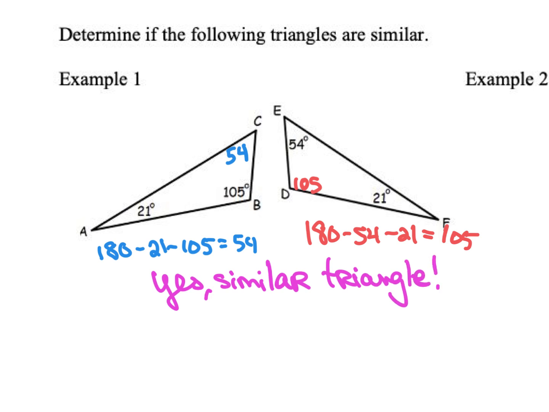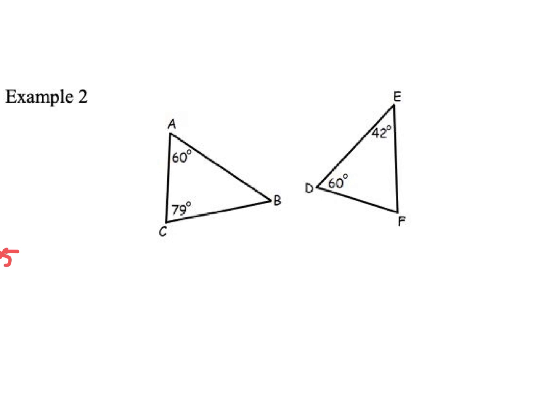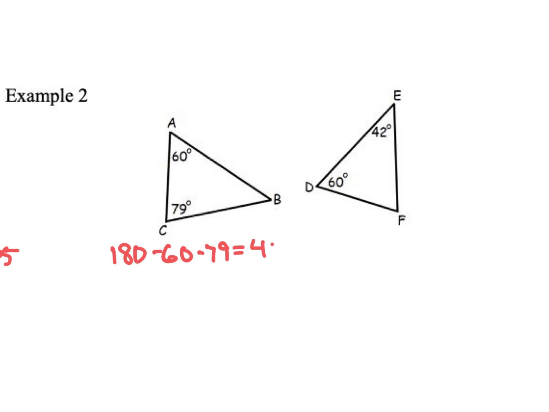Okay, let's try example number two. Same kind of thing. We have a triangle, and we're going to find this missing angle. We're going to take 180 minus 60 minus 79. That is 41 degrees. That's the missing angle, so I'm going to stick that in my triangle. And then let's do it with the other one.